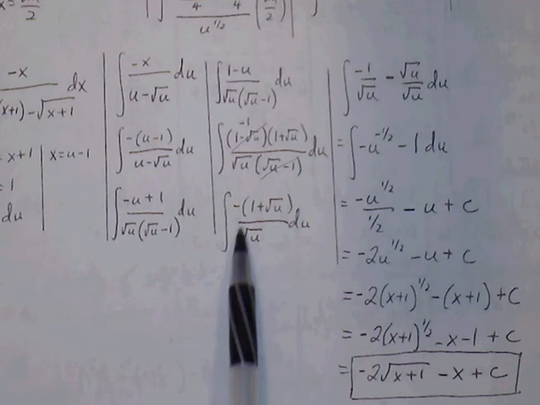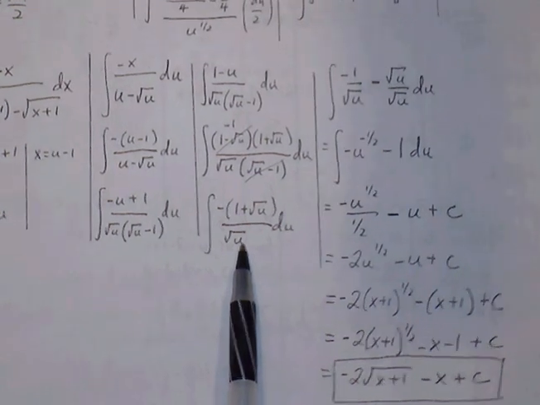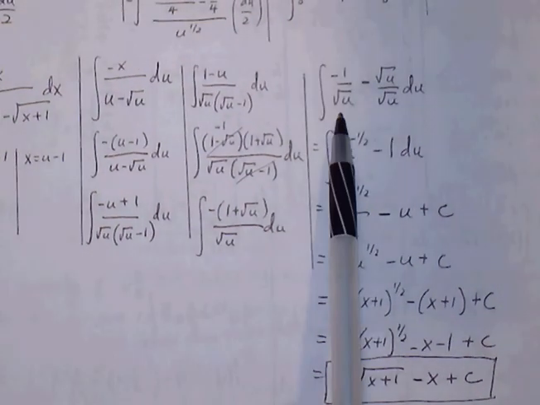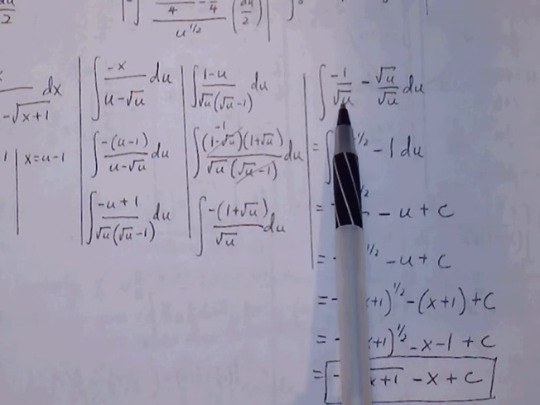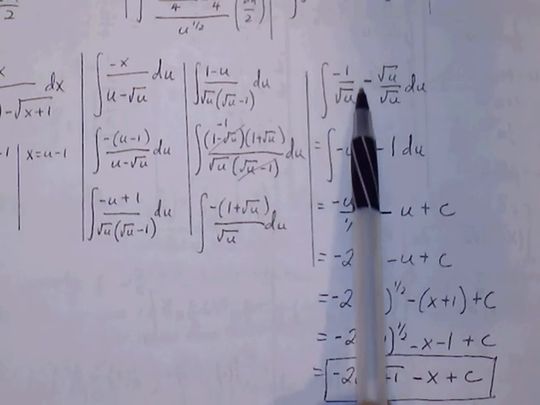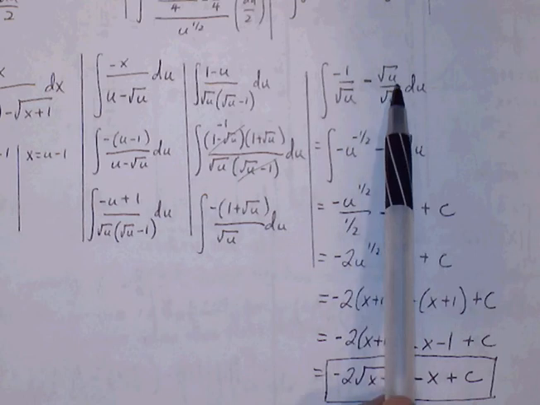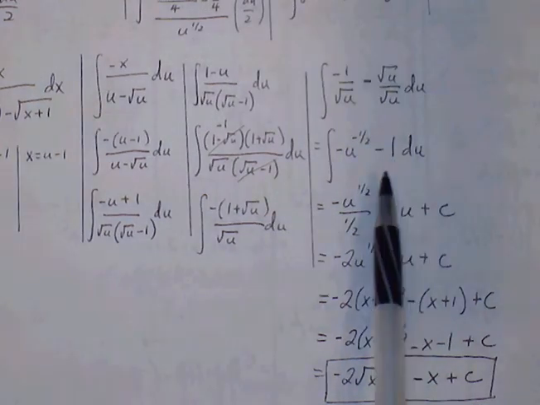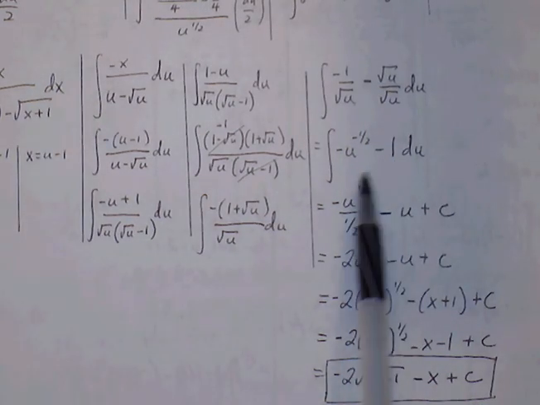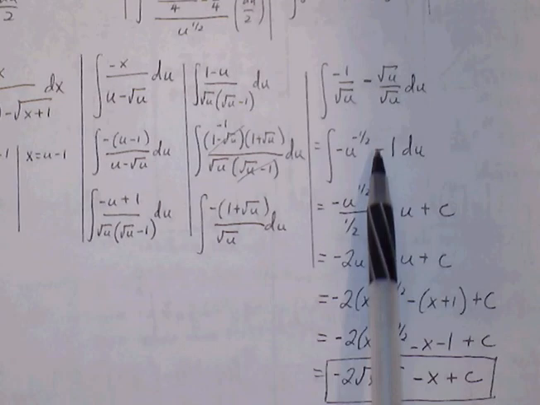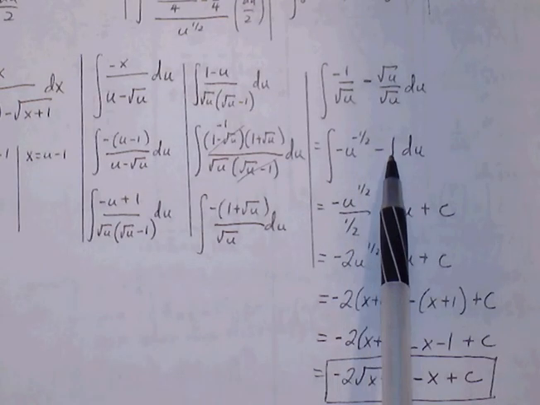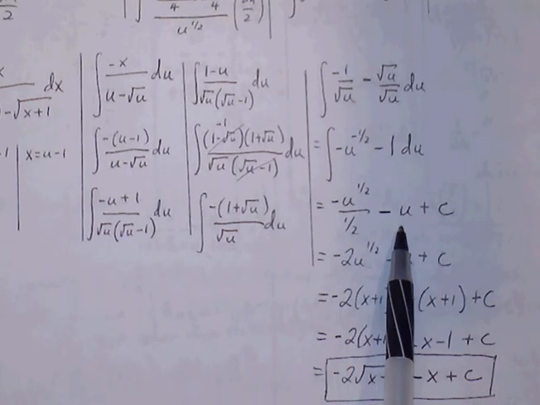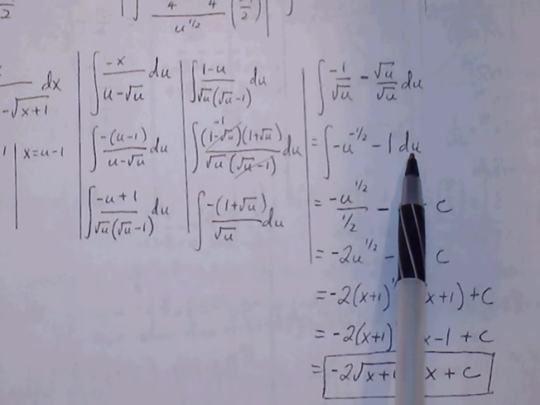So now we can rewrite this as individual fractions, and we bring the u to the 1/2 to the top. Square root of u over square root of u is simply 1, and we go through the power rule. So negative u to the 1/2 over 1/2. The integral of 1 is simply u, because u is now our independent variable.